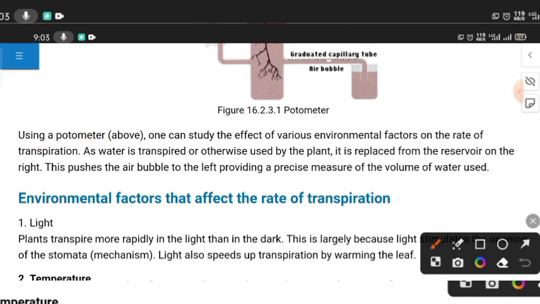Using a potometer, one can study the effect of various environmental factors on the rate of transpiration. As water is transpired or otherwise used by the plant, it is replaced from the reservoir. This pushes the air bubble to the left, providing a precise measure of volume.